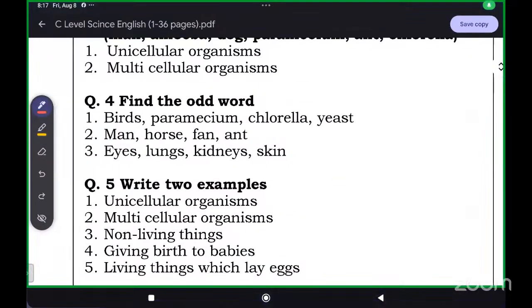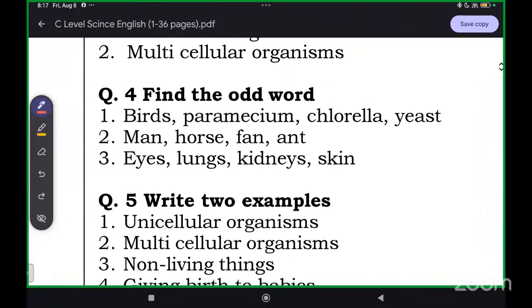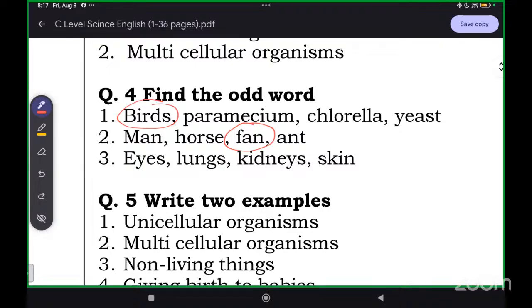All right. Find the odd one out. Birds, paramecium, chlorella, or yeast. In the first one it's birds, because it's not unicellular. I'm underlining them. Next it's fan, because that's not living. Then the last one is difficult. They are giving all the organs.